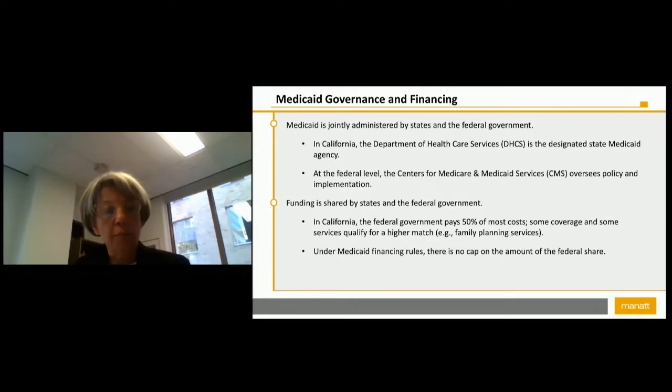Funding is also shared by the states and the federal government, and there's a match rate that applies to each state, and it depends on the state's relative personal income. So California qualifies for the 50% match rate, which essentially means that for most program services, the federal government pays half and the state of California pays half. And importantly, in terms of Medicaid financing rules, there's no cap on the amount of money that the federal government will match. The federal government matches all eligible claims submitted by the state of California at the 50% rate, but there's no overall limit on it.